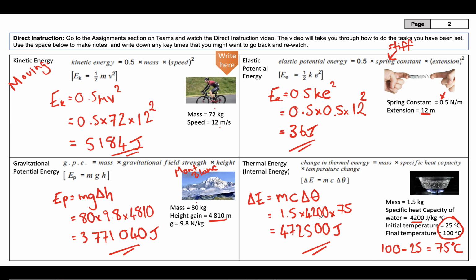So again, we're just summarising the 4 different calculations that you need to be able to do. So if it's moving, you'll be working out kinetic energy using the mass and the speed. If it's stretching, you're going to be using the half ke squared, so you need to know the spring constant and how far it's stretched. If you're moving up or down something, it will be gravitational potential, which will be m times g times the change in height. And then finally, thermal energy or internal energy. If you're changing its temperature, you can work out how much the internal energy has increased or decreased, but you will need to know the specific heat capacity of that material.